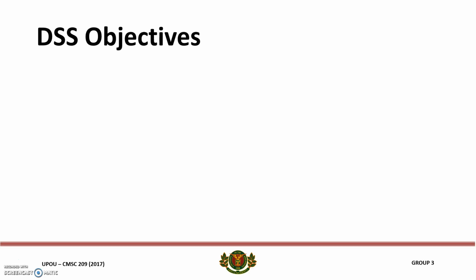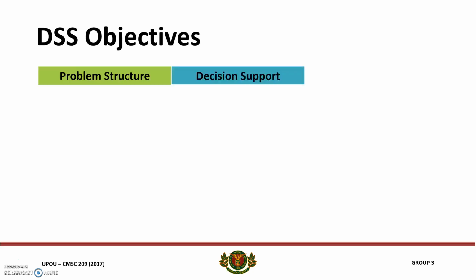Keene and Morton defined 3 objectives that a DSS should achieve. These objectives, they said, correlate with 3 fundamental principles of the DSS concept: the problem structure, decision support, and decision effectiveness.